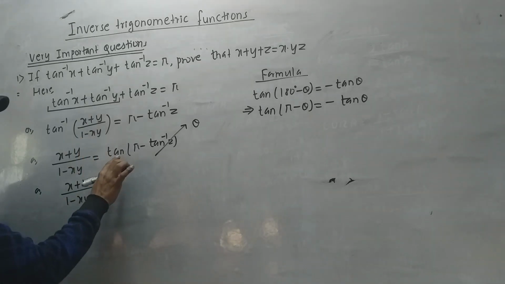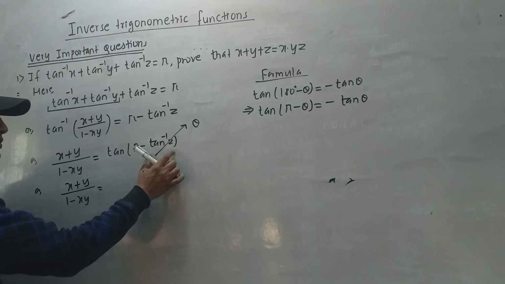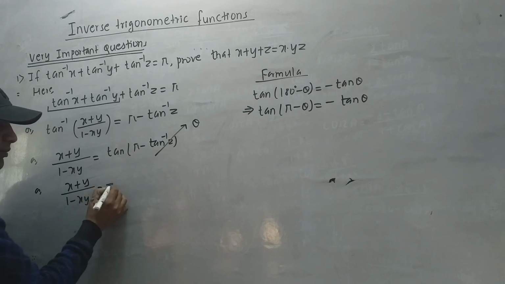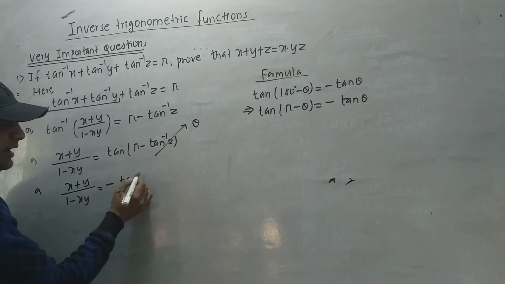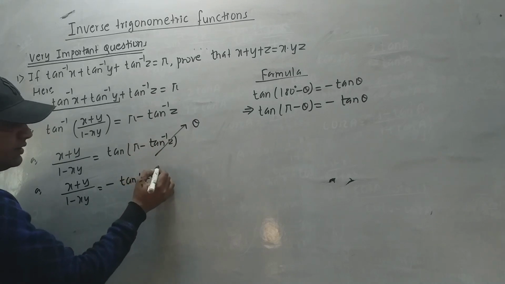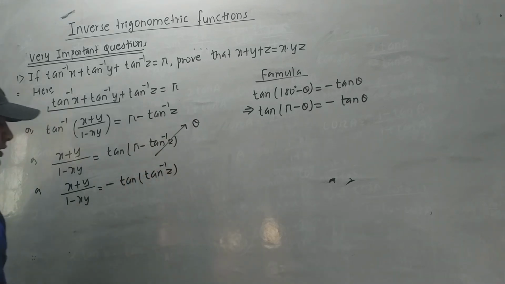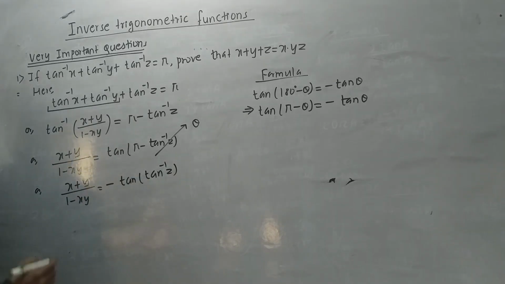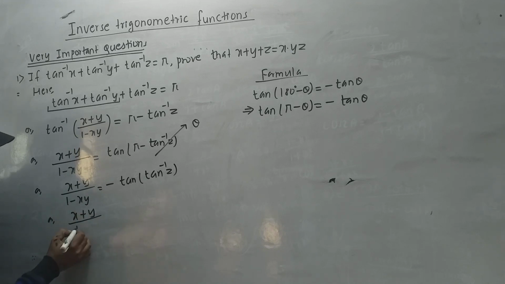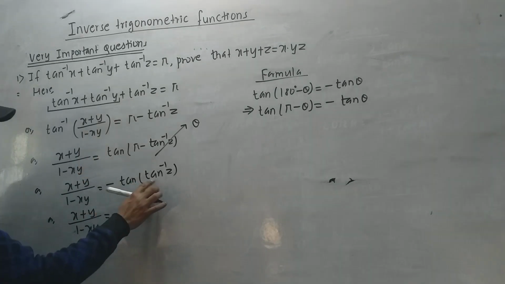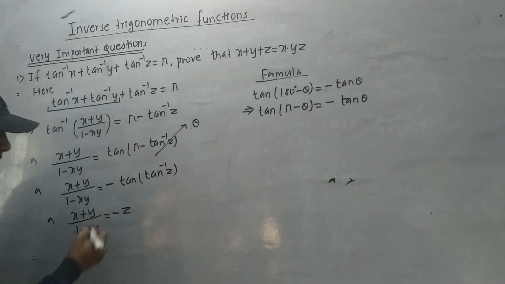Be careful, this tan inverse z I am supposing is theta. So tan of 180 minus theta will be minus tan theta, but what is our theta here? That is tan inverse z. So tan and tan inverse cancel the effect of one another. Write here x plus y divided by 1 minus xy equals minus z.